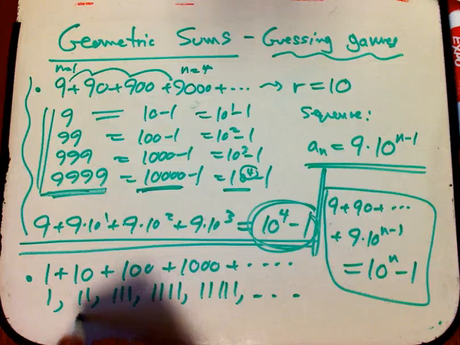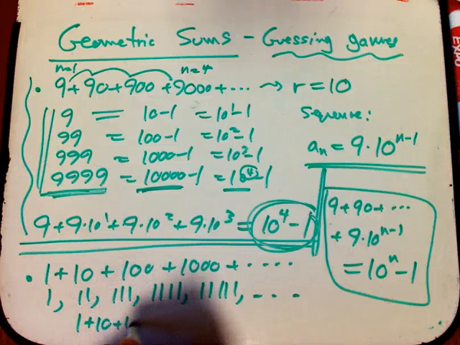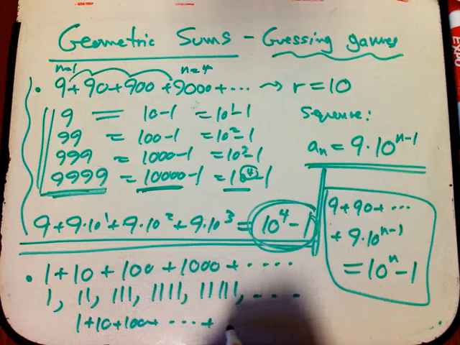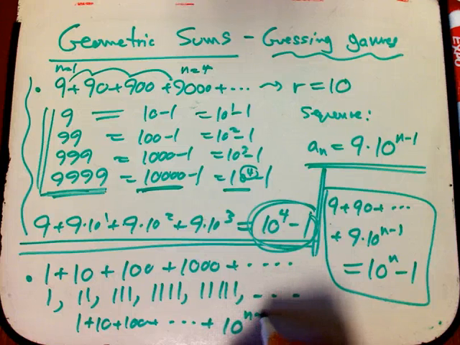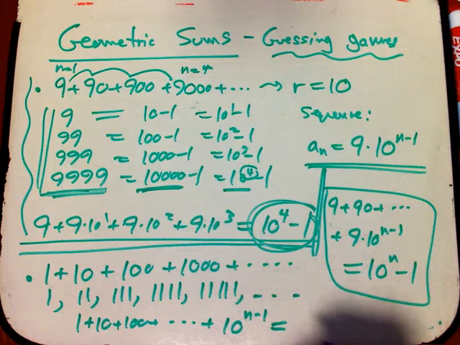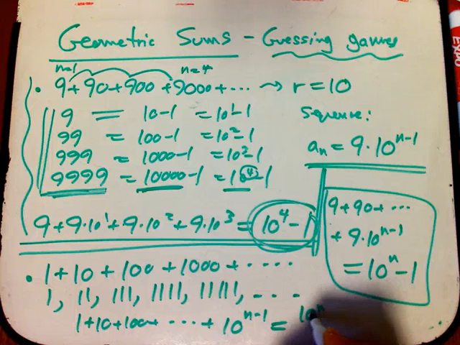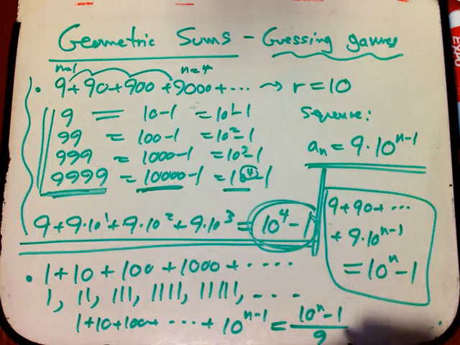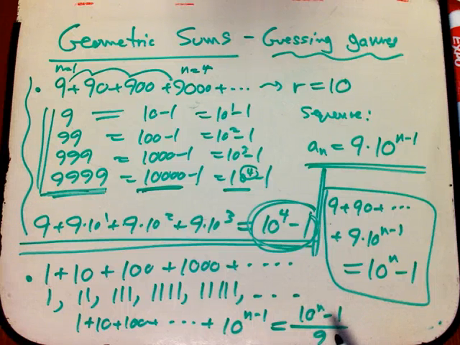So the sum of 1 plus 10 plus 100 plus up to 10 to the n minus 1, without the 9 in front, is the same answer, just divided by 9. Because what does this give you? 10 to the n minus 1 gives you something with all 9s in it. Divide that by 9, you're going to get something with all 1s. Okay, so that's our second example. I want to make these pretty short videos, so in part 2 we'll do a few other very standard examples.